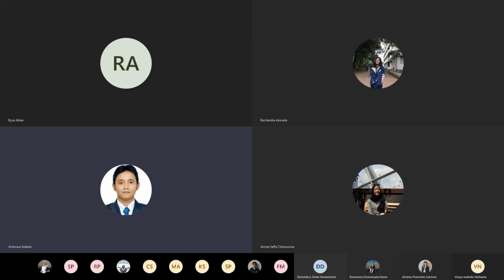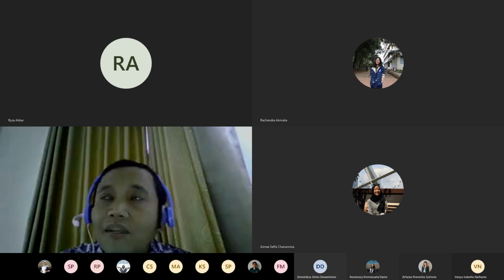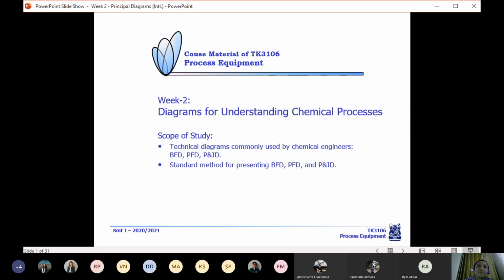Sometimes one thing related to the principal diagram. Probably one of them is a block flow diagram or process flow diagram. Maybe you already know the symbols of the unit operations, the symbols of this equipment. So for today we try to know more about this principal diagram.